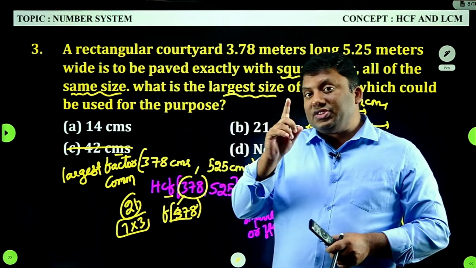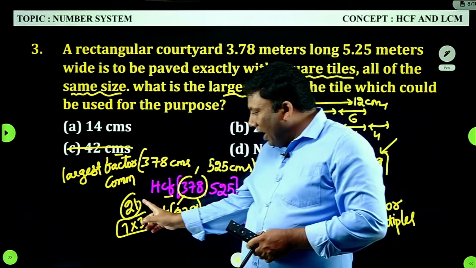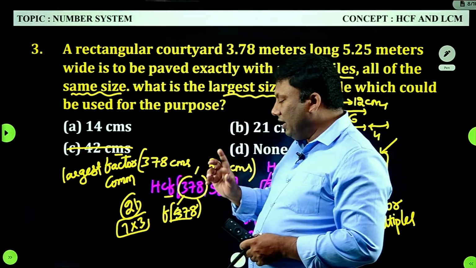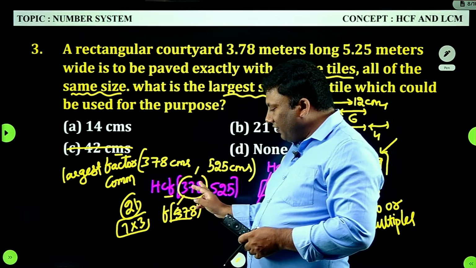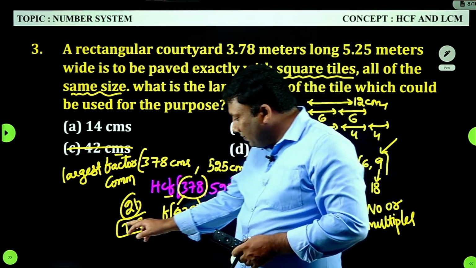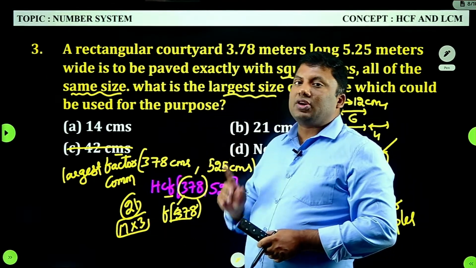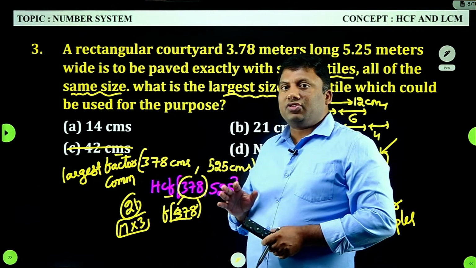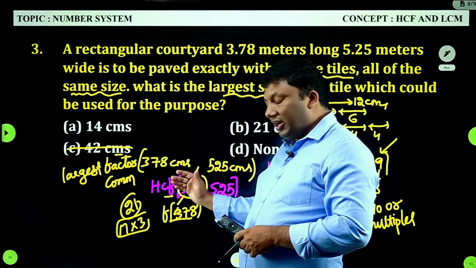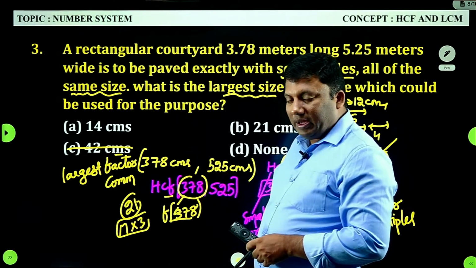Whenever you are doing HCF, another important point: if the answer is divisible by 3, that means the input numbers should all be divisible by 3. 7 5s are 35, 7 4s are 28, 7 7s are 49, 7 5s are 35. Divisible by 3 means the sum of the digits should be divisible by 3. 8 plus 7 is 15, 15 plus 3 is 18, divisible by 3. 5 plus 5 is 10, 10 plus 2 is 12, divisible by 3.